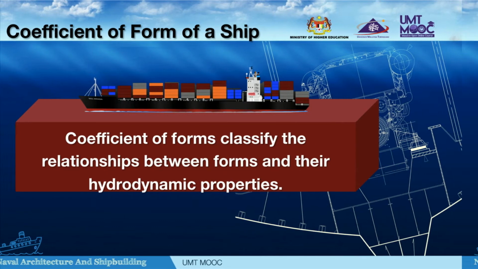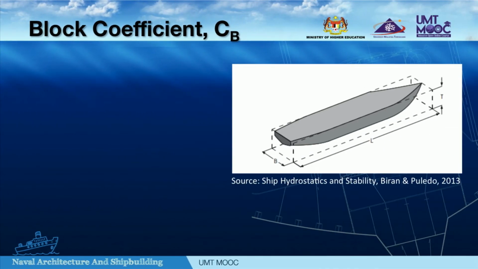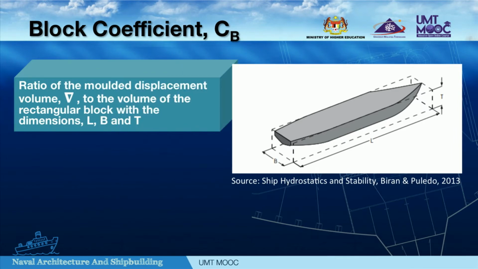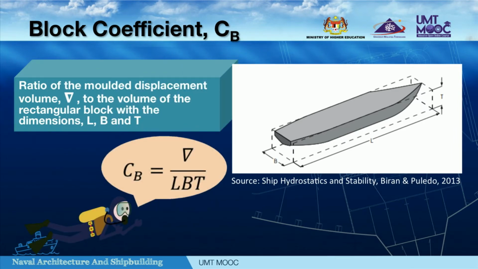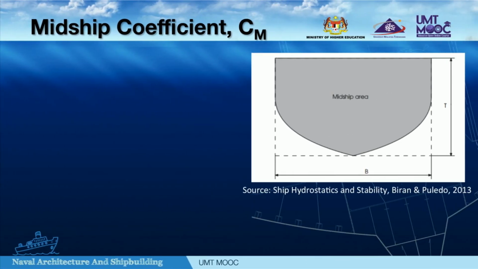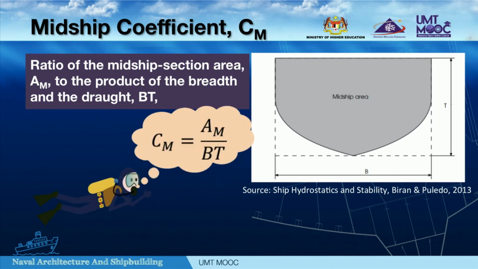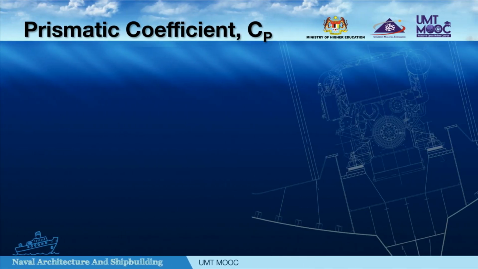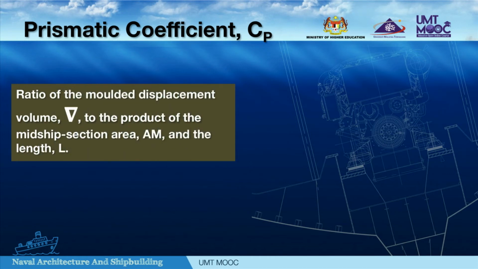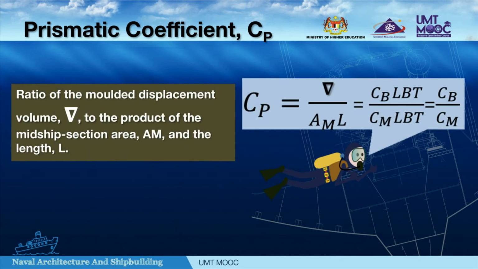The block coefficient is the ratio of the molded displacement volume to the volume of the parallelepiped rectangular block with the dimensions L, B, and T. Next, the midship coefficient, CM, is defined as the ratio of the midship section area, AM, to the product of the breadth and draught, BT. The prismatic coefficient, CP, is the ratio of the molded displacement volume to the product of the midship section area, AM, and the length, L.